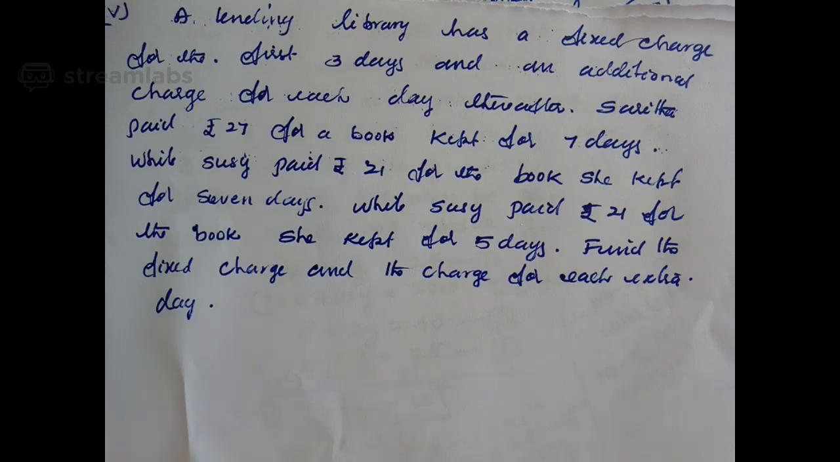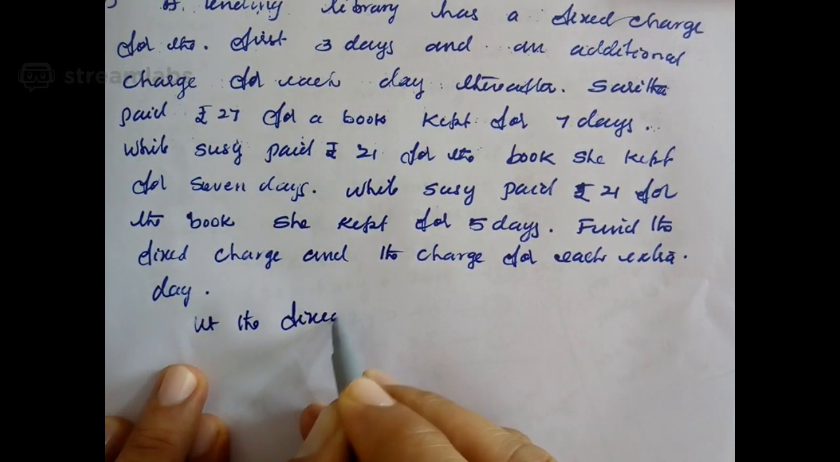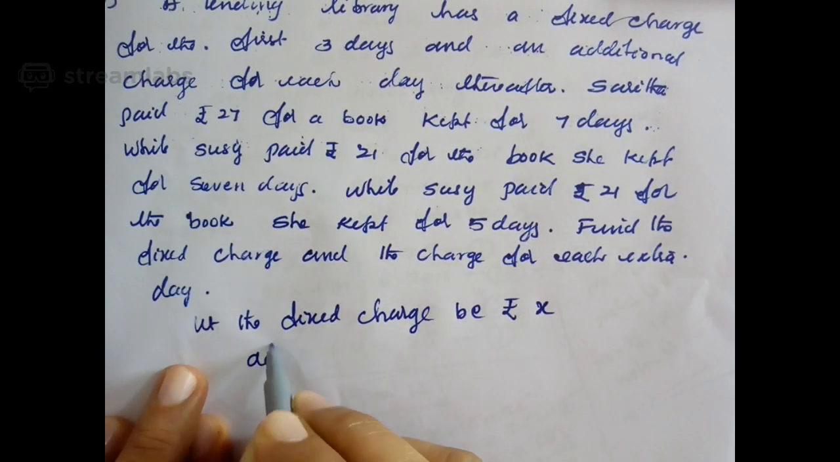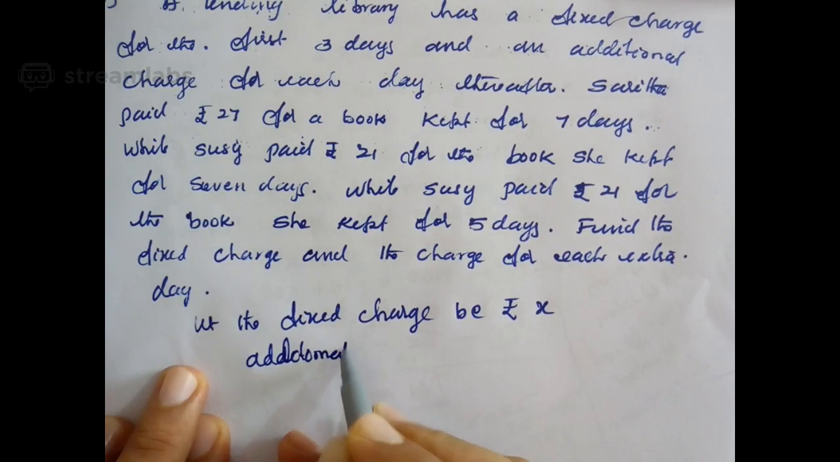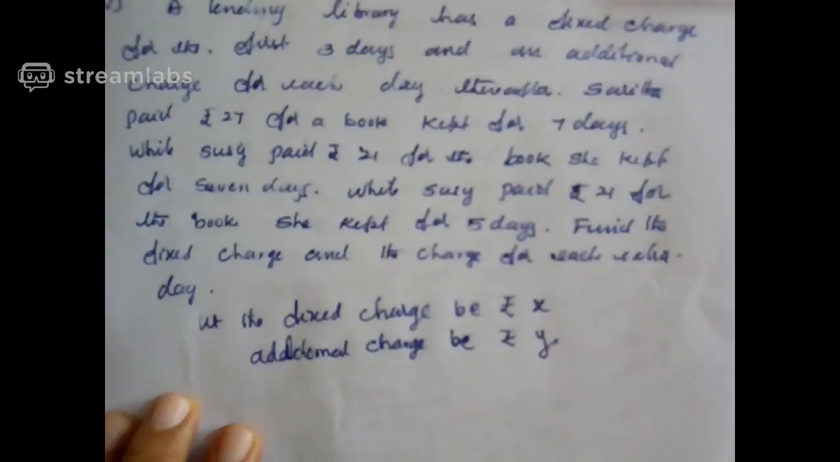See, the library has fixed charge for the first 3 days. If we keep a book for 3 days, there will not be any fine. If we keep book for more than 3 days, there'll be a charge for those additional days. Now there are two charges: the fixed charge and what? Additional charge. Let the fixed charge be rupees x and additional charge be rupees y. Correct?